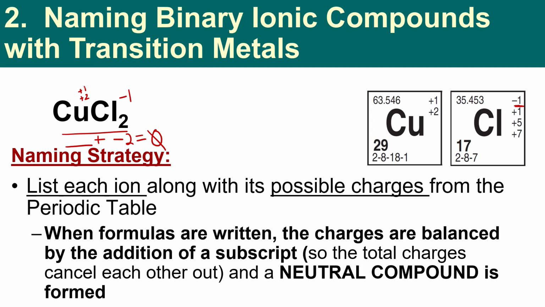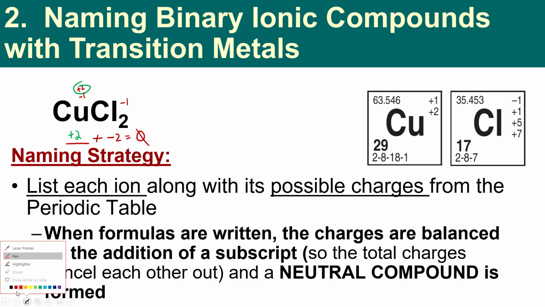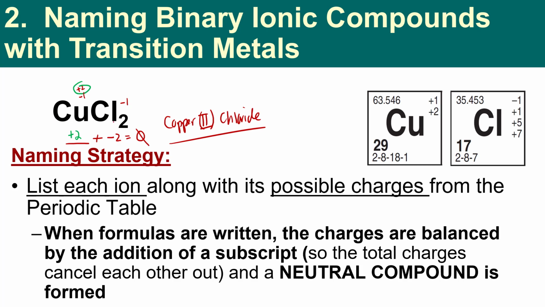Well, if we thought it was +1 and we put a +1 in there, +1 plus a -2, would that get a 0? Heck no, that would give us a -1. But if we put the +2 in there, +2 plus a -2 does indeed get us 0. So now that we know that the +2 charge of copper is our choice to make our compound neutral, we can now write the name of this compound, which we know because it's the +2 charge, it is copper 2 chloride.